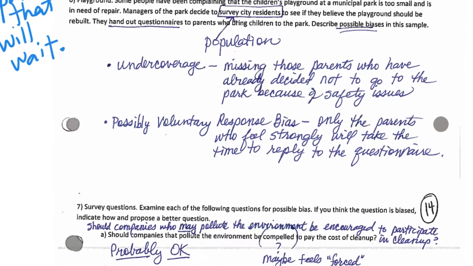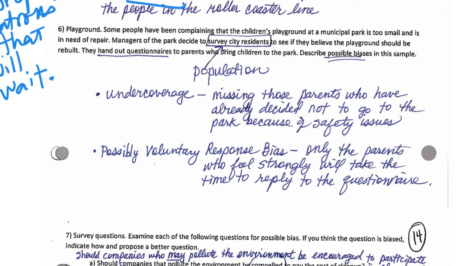I like this number 6. It's similar. The managers of the park decide to survey city residences. So the population is all the city's parents. Okay, so they're hoping to give information to the newspaper or whoever, or the city council who wants to fund this. They want to say all the city's parents think this about the quality of the playground. But who do they ask? They go hand out questionnaires to the parents who bring their children to the park.